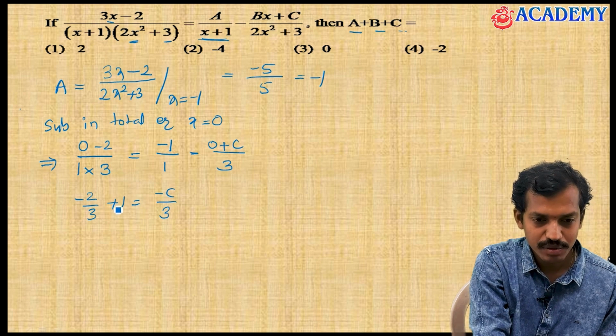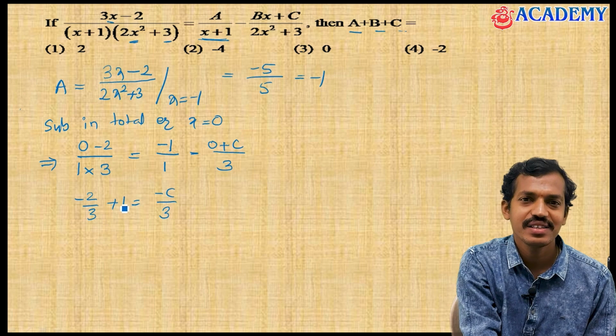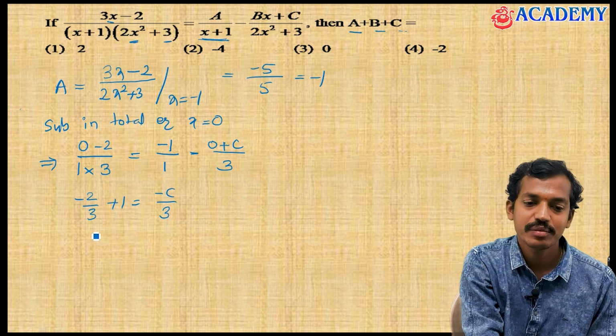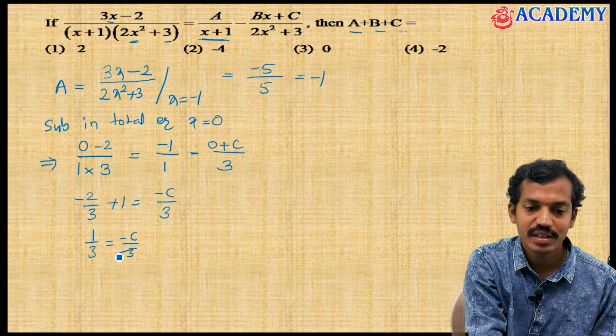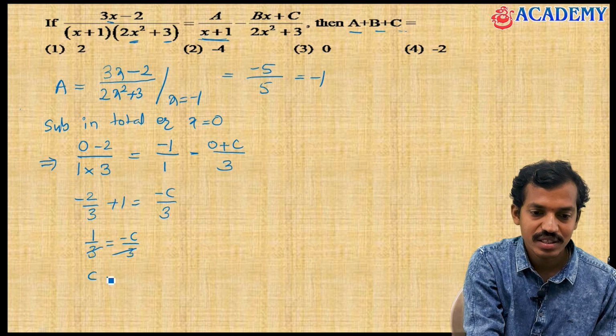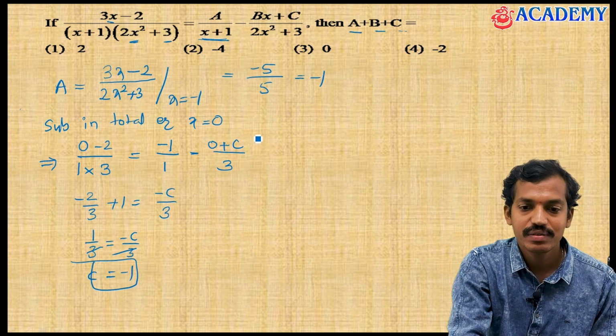Now simplify: minus 2 plus 3, minus 2, the LCM is going to be 3, that is minus 2 plus 3 divided by 3, which is plus 1 by 3, equals minus c by 3. The 3s get cancelled, so c is nothing but minus 1. We got the c value also as minus 1.